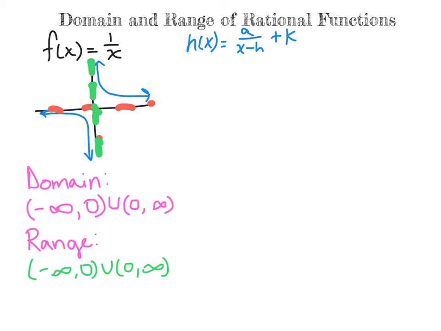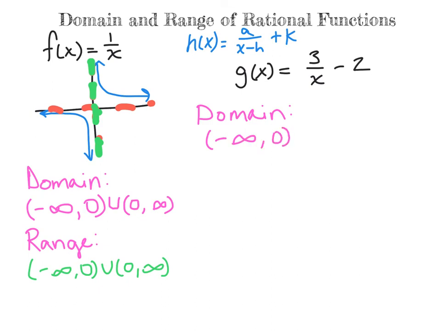Let's see, I'll call this one g of x is equal to 3 over x minus 2. So first let's look at our domain. Remember our domain? Domain is where is this function going to be undefined? So if I look at the denominator here, what makes this 0? Well, when x is 0, our function is 0. So I can say my domain in interval notation is going to go from negative infinity to 0 or 0 to positive infinity.